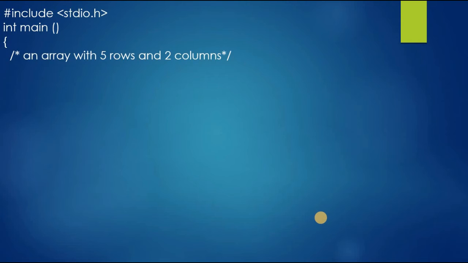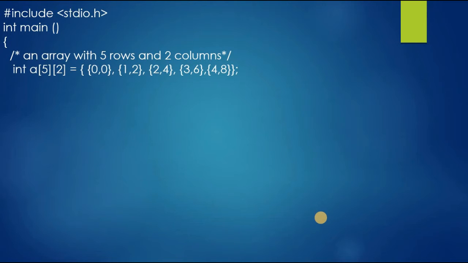Now we will see a program. First we declared a preprocessor command, then we declared the main function and opened a curly bracket. Now we are going to declare an array of size 5 rows and 2 columns. Here we declare the integer type array with 5 rows and 2 columns, and in curly brackets we declared the array elements.